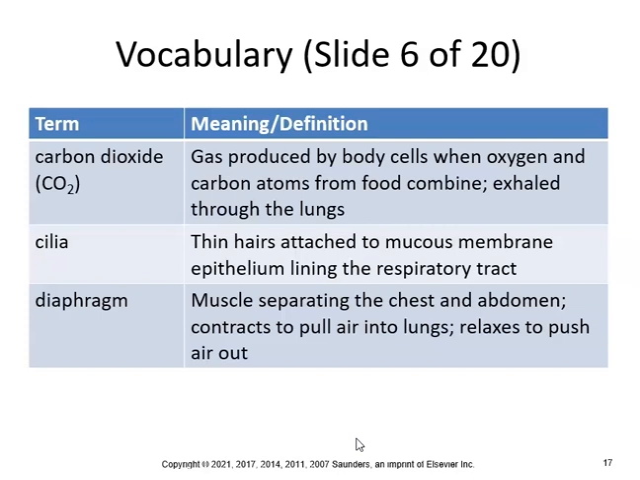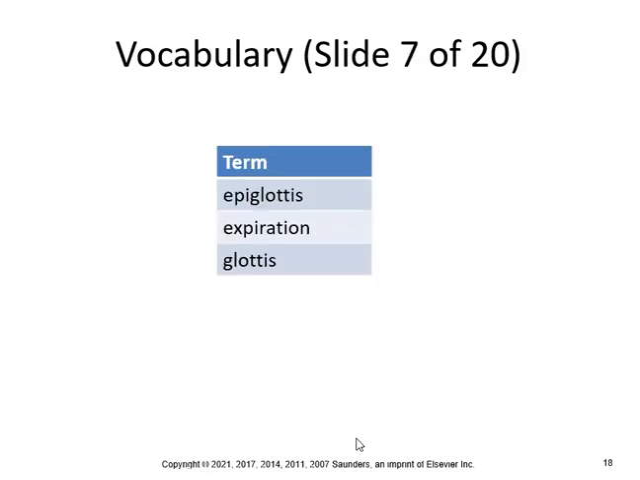Cilia are thin hairs attached to mucous membranes lining the respiratory tract that will help guide the mucus out. So if you smoke, the nicotine will paralyze those cilia. That's why you see a lot of people have a smoker's cough. The diaphragm, muscle separating the chest and abdomen, contracts to pull air into the lungs, relaxes to push air out.